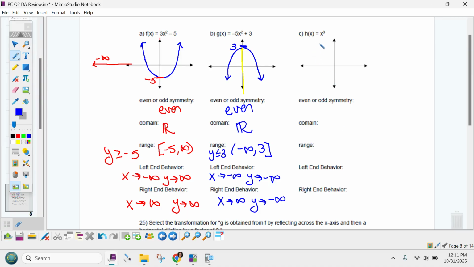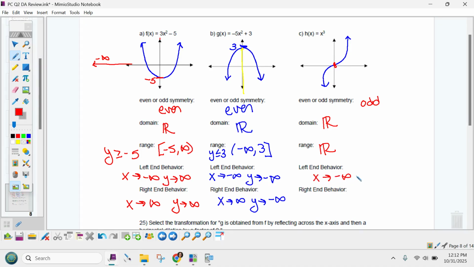All right, last one, x to the third. Graph that in your calculator. And now this graph has origin symmetry. If you rotate your picture completely upside down, 180 degrees, it is the same picture. So that is odd symmetry with the origin here. The domain is all real numbers. The range is all real numbers.